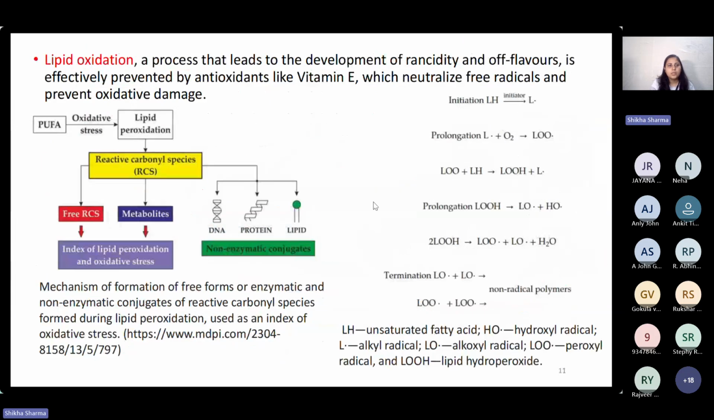Then lipid oxidation is a process that leads to the development of rancidity or off flavor and is effectively prevented by antioxidants like vitamin E. So vitamin E acts as an antioxidant so that the lipid oxidation will not happen and the rancid flavor will not develop. Vitamin E neutralizes the free radicals, or it prevents oxidative damage. Like we have the PUFA, which is the fat.